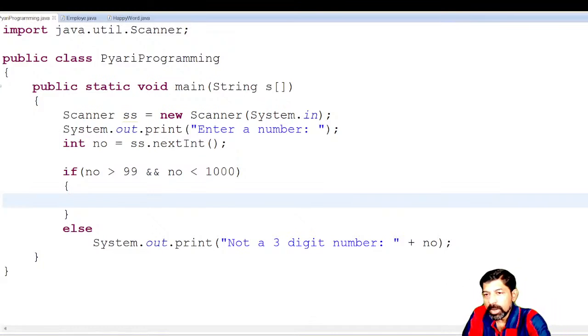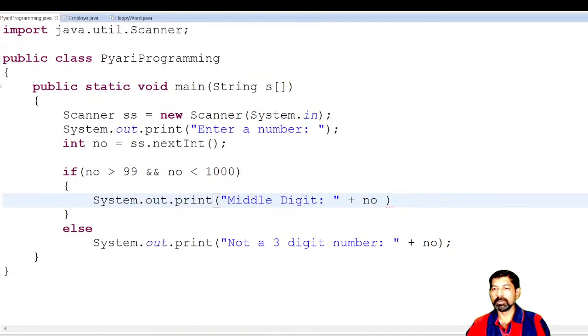Number is equal to number by 100. Yes, because... Ayushman Mahapatra, NO divided equals to 10 something. Sir, in the question, if it is not a 3-digit number, display an error message, not the middle digit.